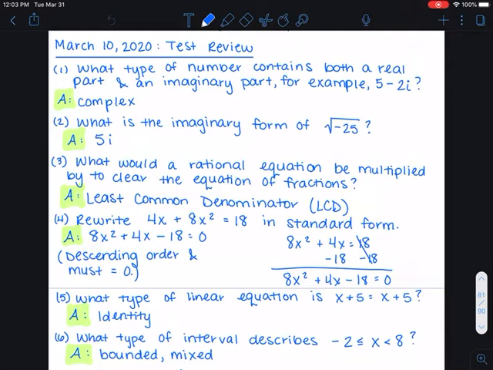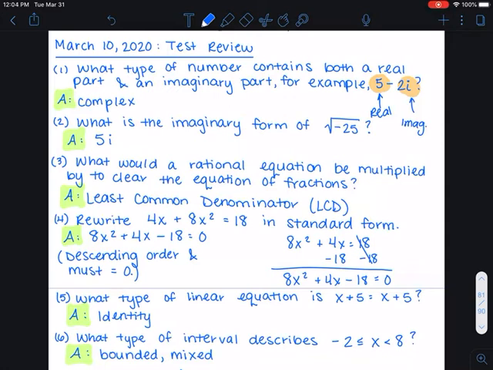So, number 1, what type of number contains both a real part and an imaginary part? For example, 5 minus 2i. It's called a complex number. Don't forget that the real part is the whole number, whereas the imaginary part contains an i. Okay, so this would be real. This part would be imaginary.